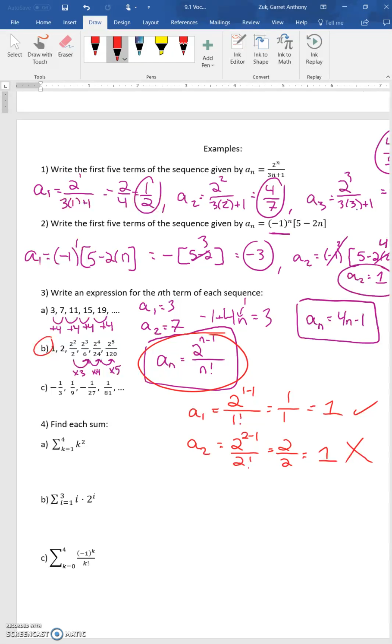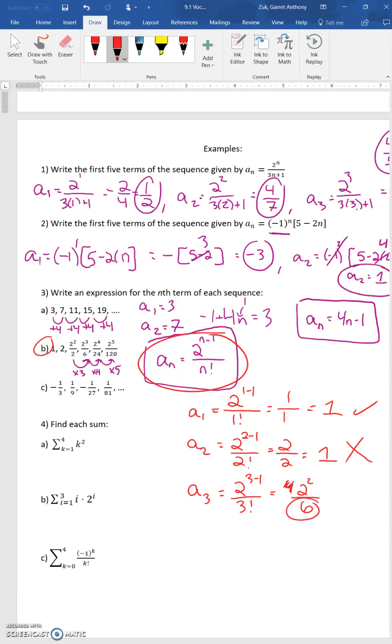Let's try one more term just to see what's going on. So let's go to a sub 3. Now we're looking at 2 to the 3 minus 1 over 3 factorial. 2 squared is 4, and 3 factorial is 6. That looks like almost what our fourth term is supposed to look like on the bottom. In general, it looks like all of our denominators are shifted one to the right.